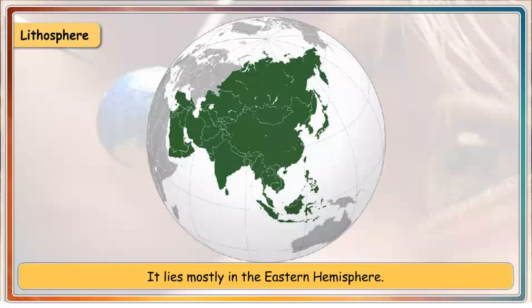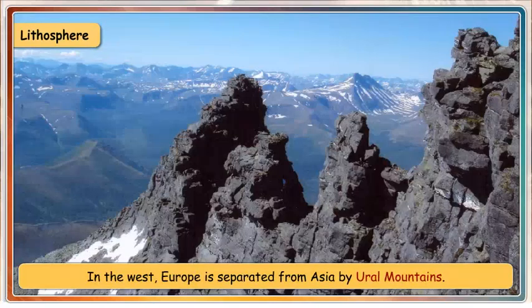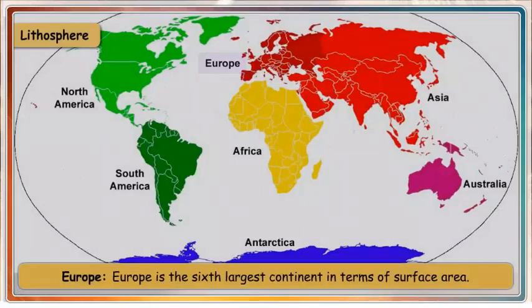It lies mostly in the eastern hemisphere. The Tropic of Cancer passes through the Asian continent. In the west, Europe is separated from Asia by the Ural Mountains. The combined landmass of Asia and Europe is called Eurasia.